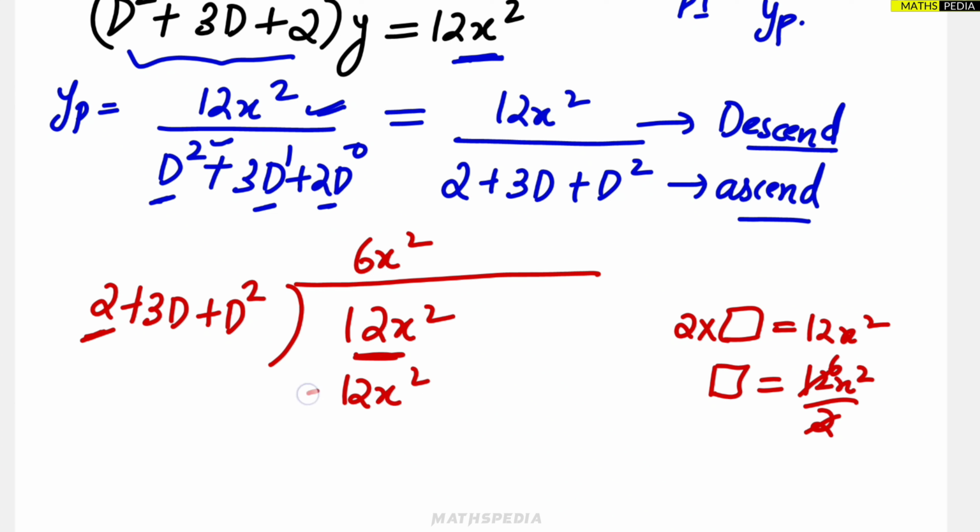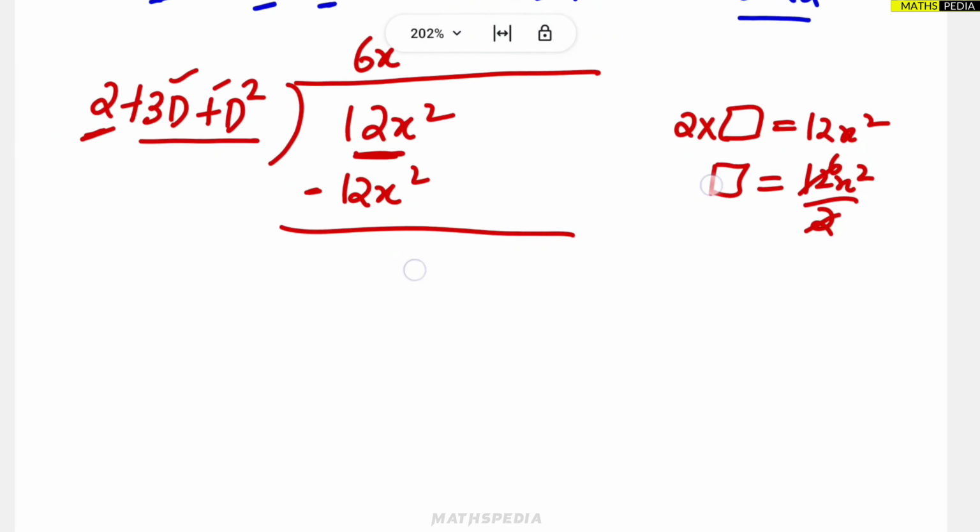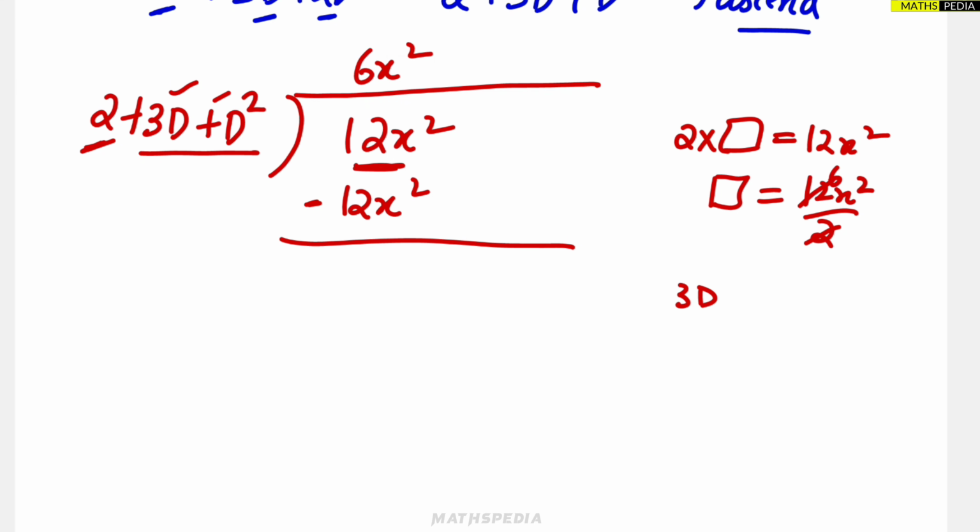Now what you have to do? Subtract. But be careful. The rest of the elements, who will multiply? We have to multiply these two elements with this particular thing, right? So we'll multiply 3d into 6x square. So 3d, be very careful with 3d. So 3d into 6x square, what will it be?